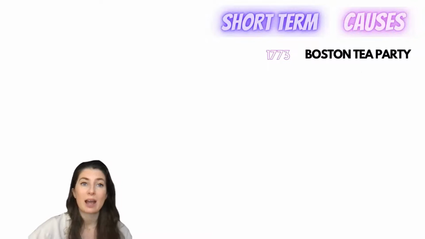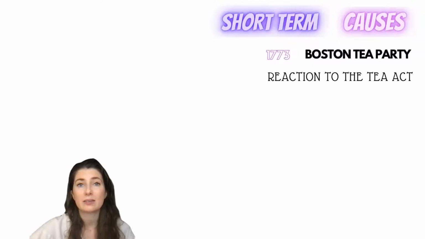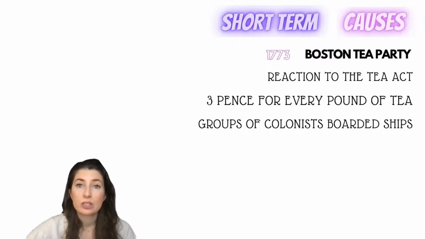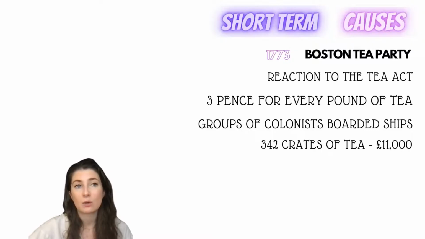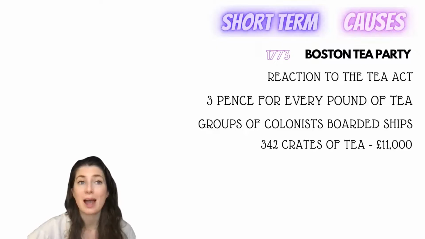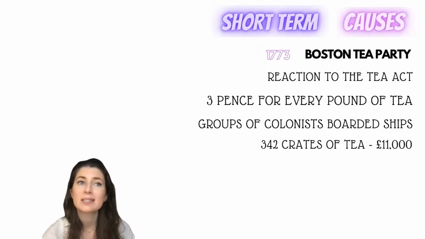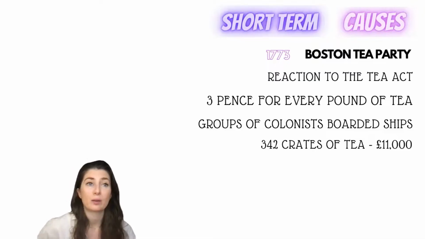Now, following on from that, we had the Boston Tea Party. This was a crisis after the Tea Act, which had stated that it was 3 pence tax for every pound of tea. A group of American colonists boarded ships in Boston port in December 1773, and they dumped 342 crates of tea worth £11,000 into the harbour. Remember, that's at that time, that's not with inflation. So while today £11,000 is a lot of money, it might not seem like a substantial amount. However, at the time it was.